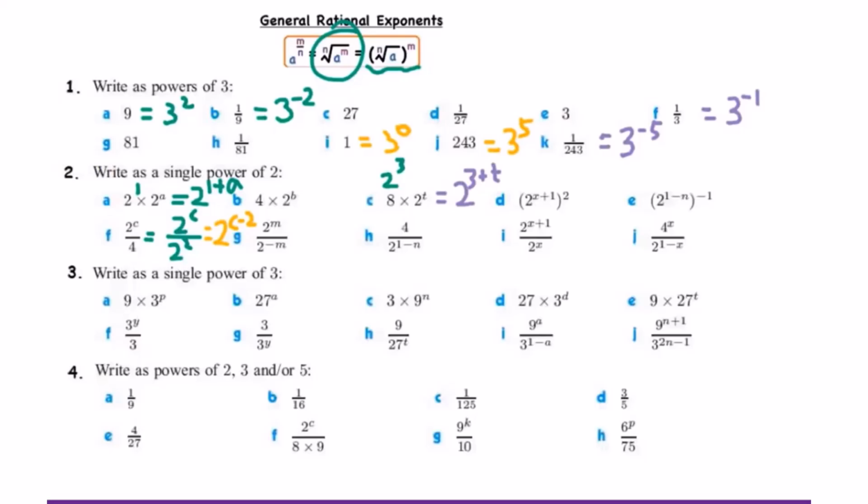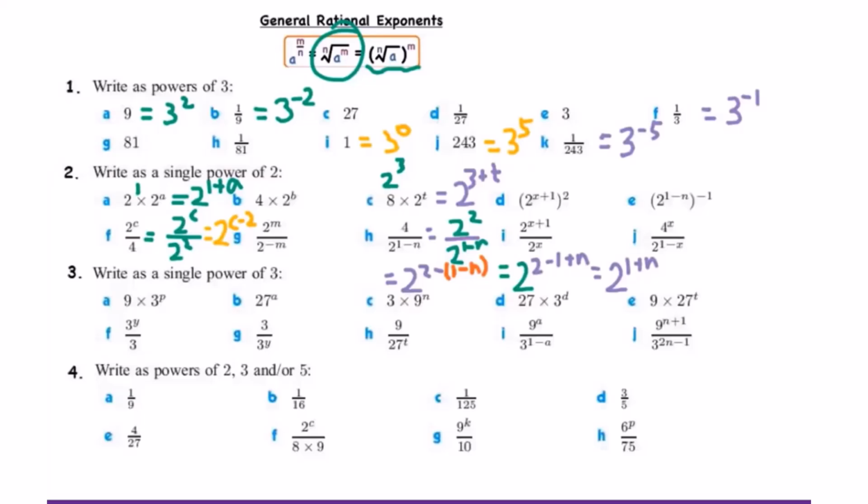For h, I can change 4 into 2 squared. Then 2 to the 1 minus n power. Then I subtract the exponents. You will get 2 to the 2 minus parentheses 1 minus n. Then you will get 2 to the 2 minus 1 plus n. So the final answer will be 2 to the 1 plus nth power.